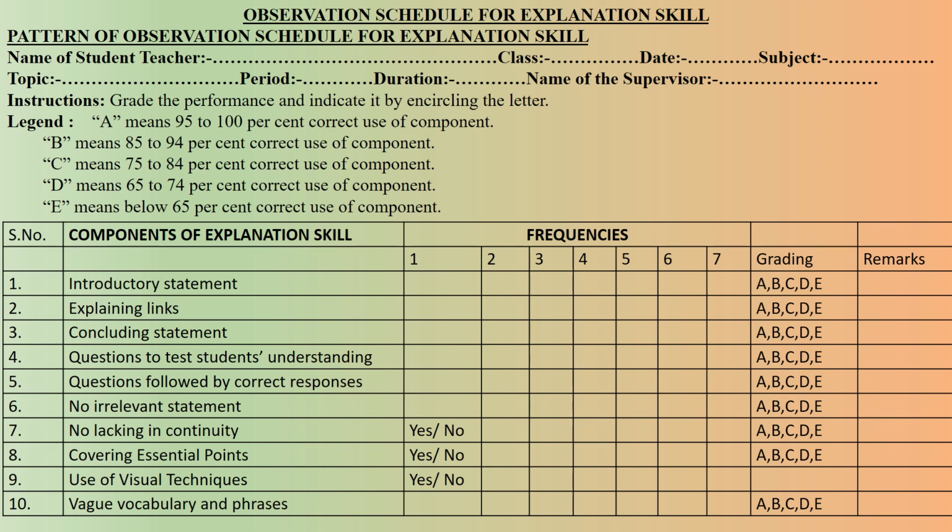After this, in the next column, frequencies will be written, which will be further divided into 7: 1, 2, 3, 4, 5, 6 and 7. After that, in the fourth column, grading will be done. That is A, B, C, D or E.